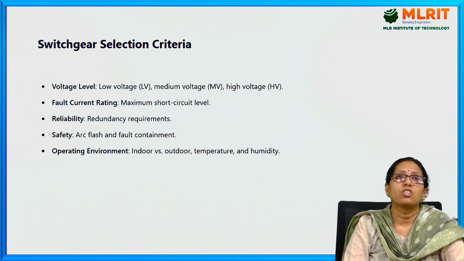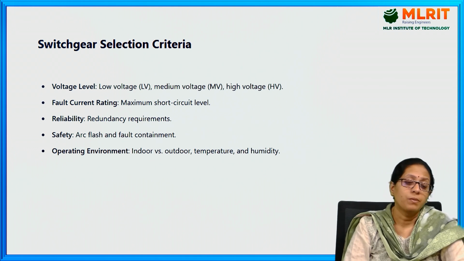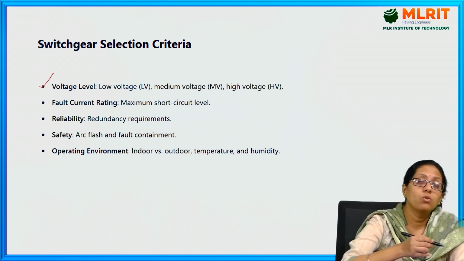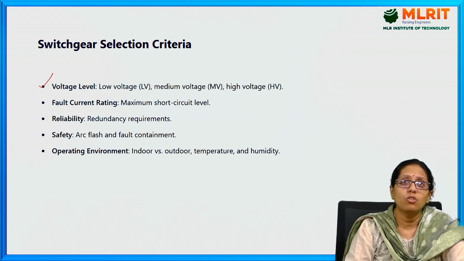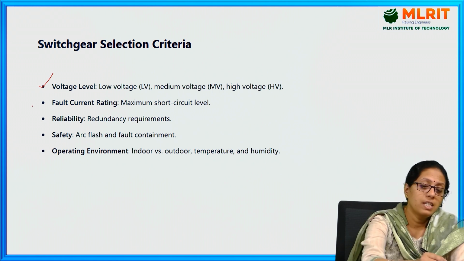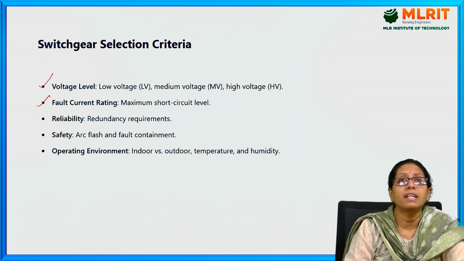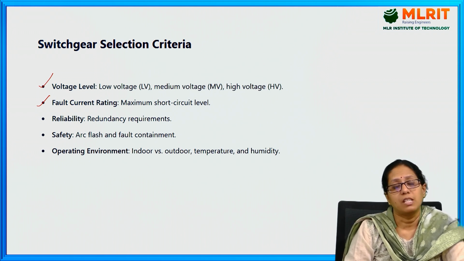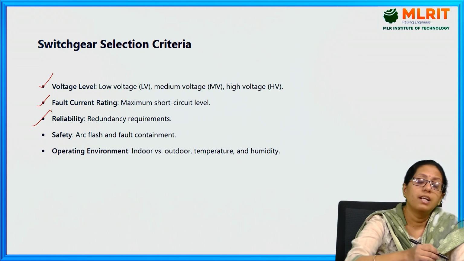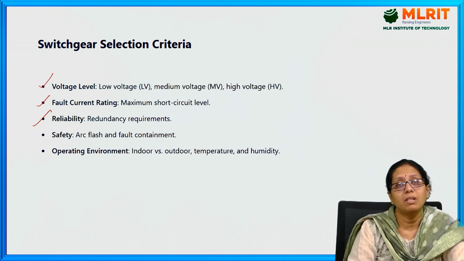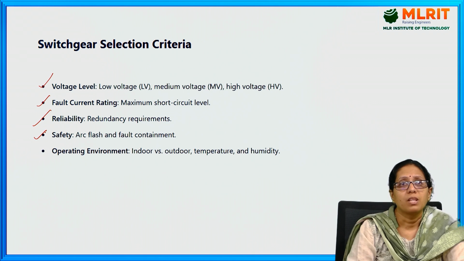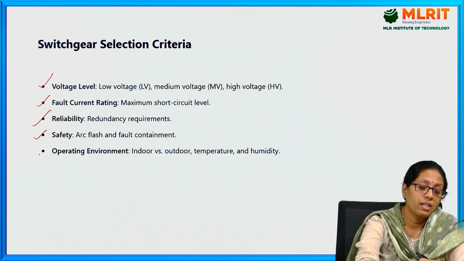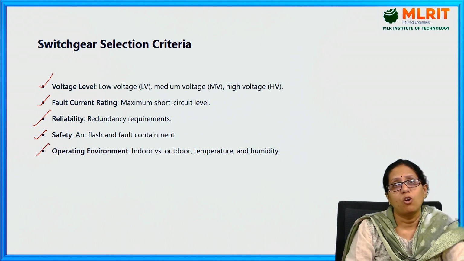Switchgear selection. How to select the switchgear? This can be done using the voltage level, that is low voltage, medium voltage or high voltage. The second one is fault current rating, where the maximum short circuit level is decided. Next one is reliability. The fourth one is safety. And the fifth one is operating environment.